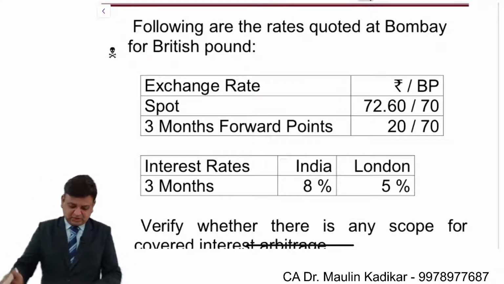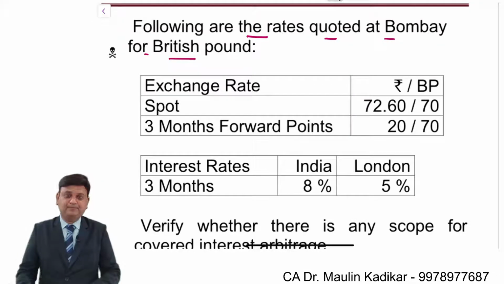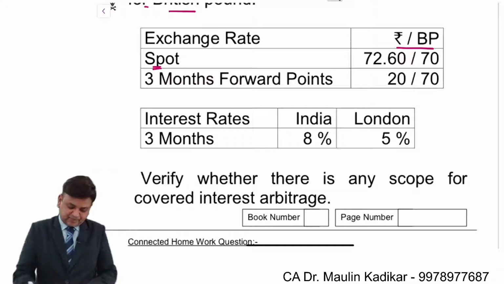Let us see the next question. Following are the rates quoted at Bombay for British pound. Exchange rates are provided to us for rupees per pound. Spot rate is given. We have to understand it as 72.60 slash 72.70 rupees per pound.